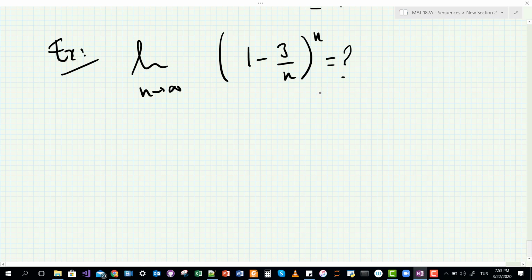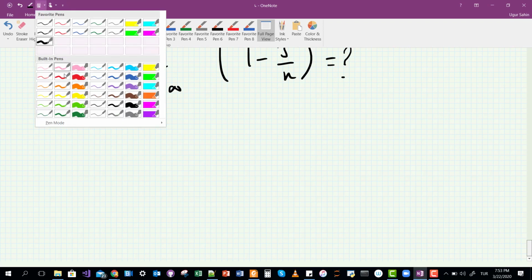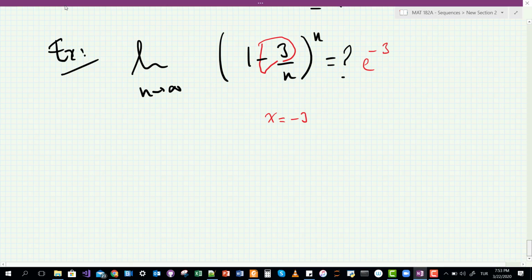I would use the rule 5, since it is a direct application of that part. You can just call it the E rule, since I have the E number on the right hand side. Look at that, I have what here? A number, which we called X, right? This is my X number, you see? X here equals -3, so the result is going to be e to the -3. That's it.